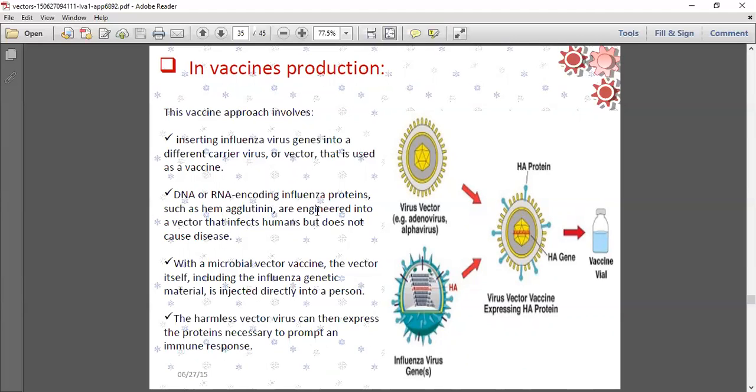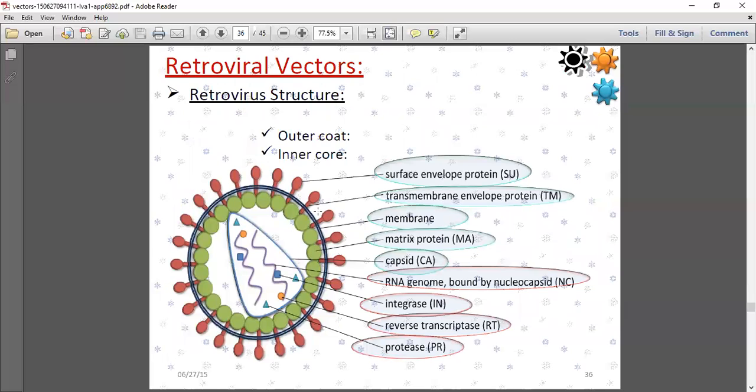The vector infects humans but does not cause disease because its harmful effect was reduced. With a microbial vector vaccine, the vector itself, including the influenza genetic material, is injected directly into a person. The harmless vector can then express the protein necessary to promote the immune response, where immunity will develop against the particular protein.